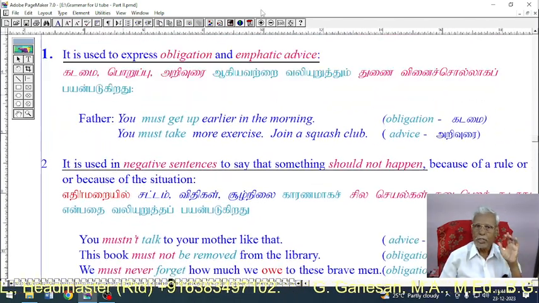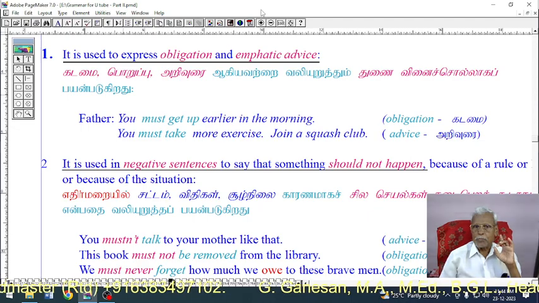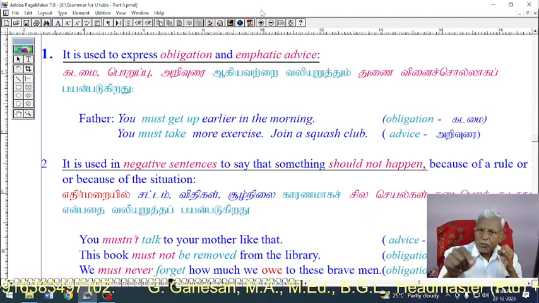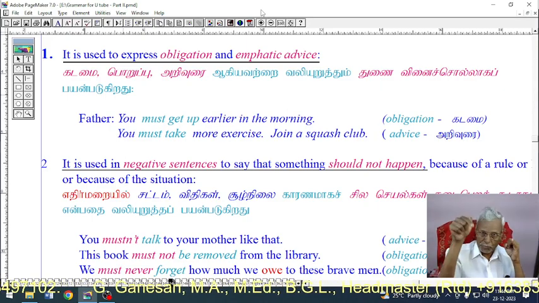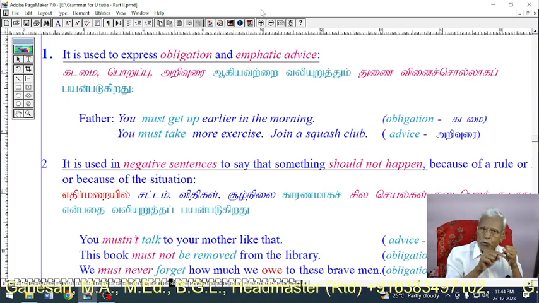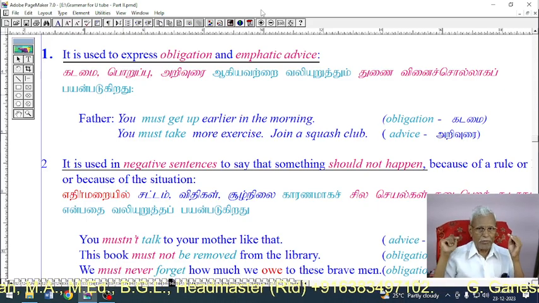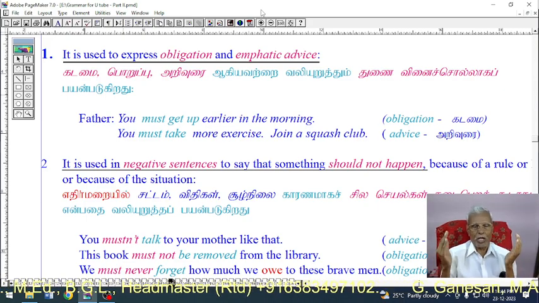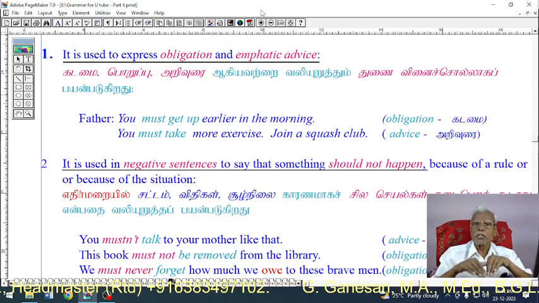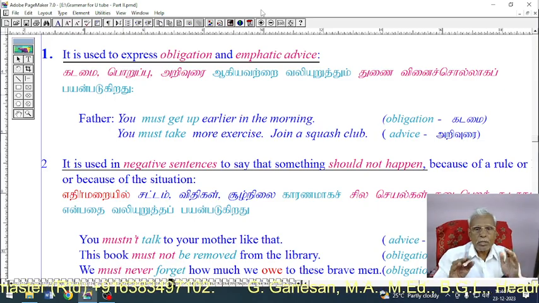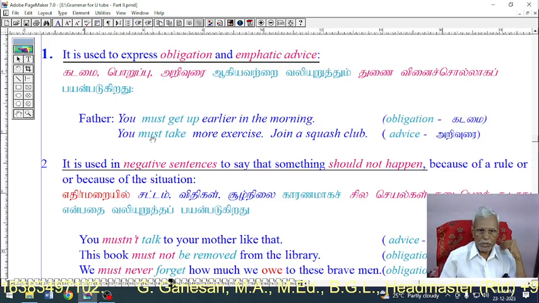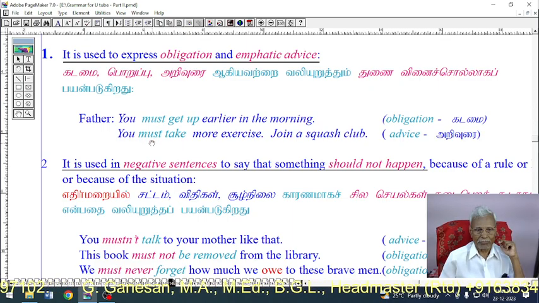First, the first use of must is to express the obligation of the subject. Then it is used to give advice, the external authority, the authority of the speaker. Must is also used to give advice. It is used in the authority of the speaker. It is obligation. It is authority of the speaker.